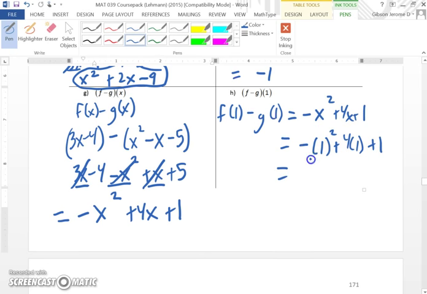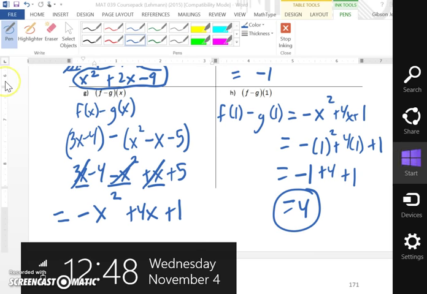So now, we will have 1 squared in parentheses is 1, but we add this negative on the outside, so it'll be negative 1. 4 times 1 is a positive 4, then plus 1. Negative 1 plus 4 is 3, plus 1 is 4. So f of 1 minus g of 1 is just 4. Are there any questions? Yes. We can do that both ways, right? Yes, you can do it both ways if you so choose.